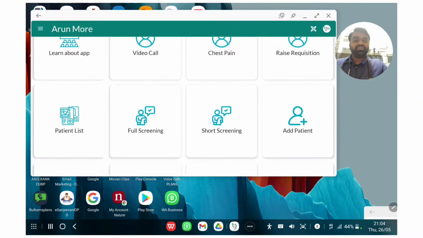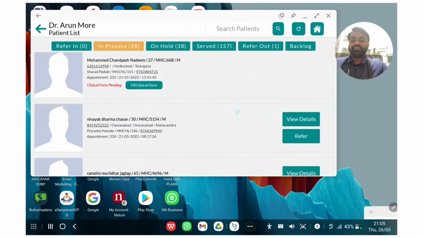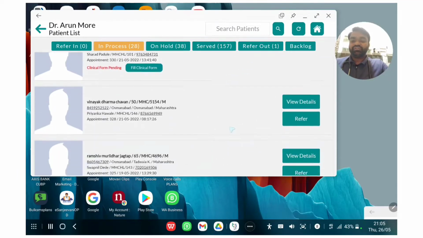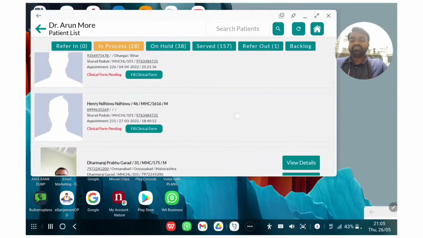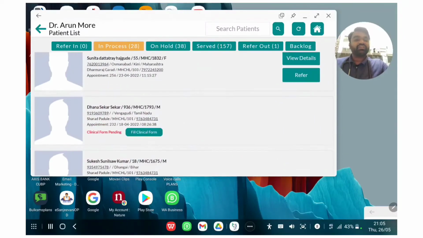Over here, you have this patient list. This patient list is of those patients who have taken an appointment with you. I'll open up this patient list and go inside. Inside, you can see these patients in your system. If they have a profile pic, they can be seen like this over here.